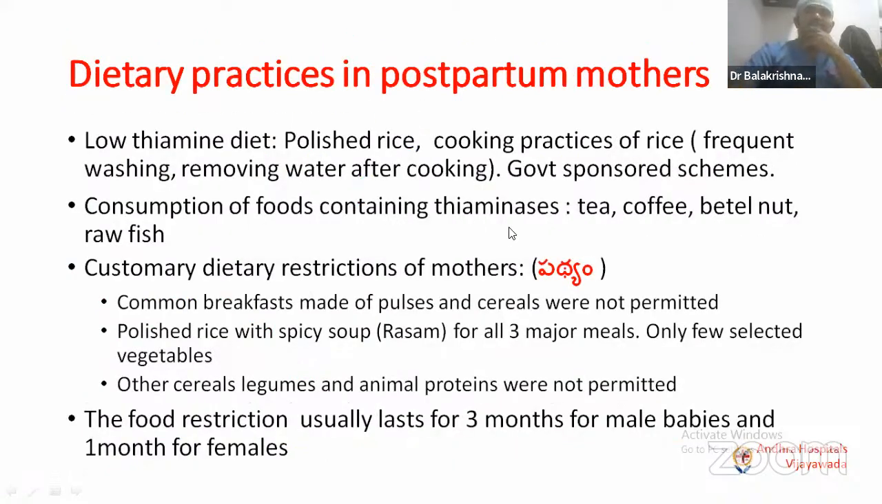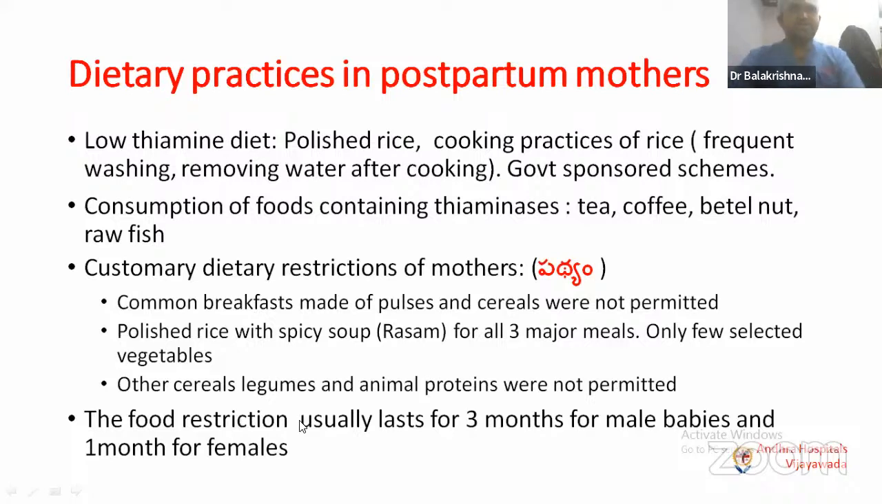So what are the dietary practices which you see in postpartum mothers? As I was commonly pointing out, in Telugu, usually you call it as patyam. So if you ask any parents, whoever you see such babies, most of the time they will tell, as I was pointing out, it is only a common breakfast. Pulses and cereals were not permitted. They usually take rice with rasam and a few selected vegetables. No other animal proteins were permitted. And in the evening, if you ask the history, again they will tell they'll just have a cup of tea with biscuits.